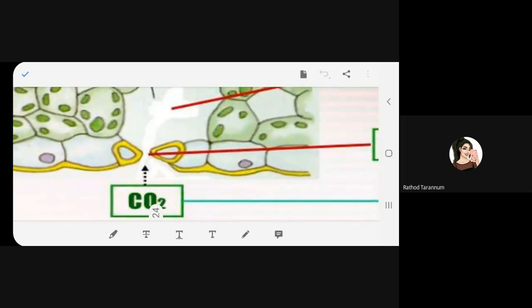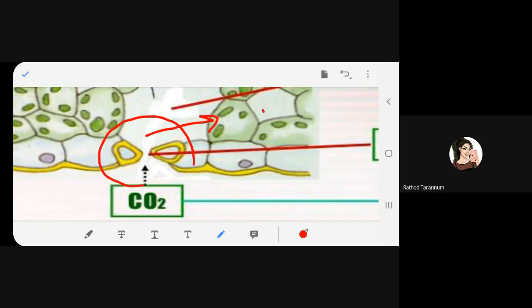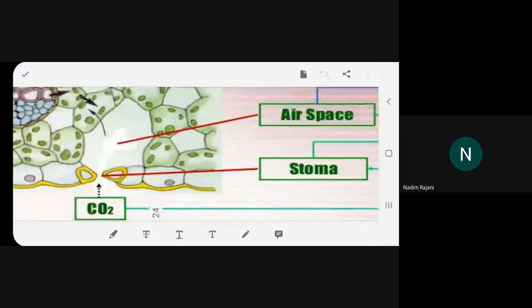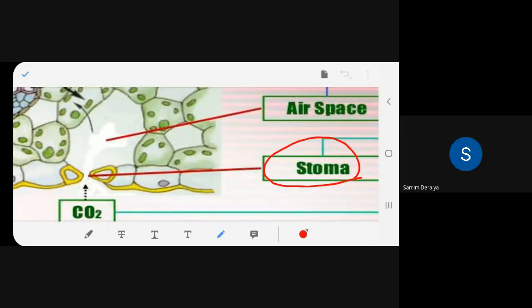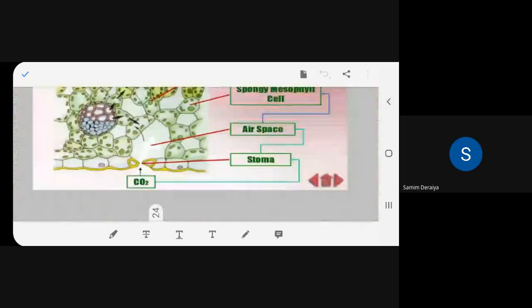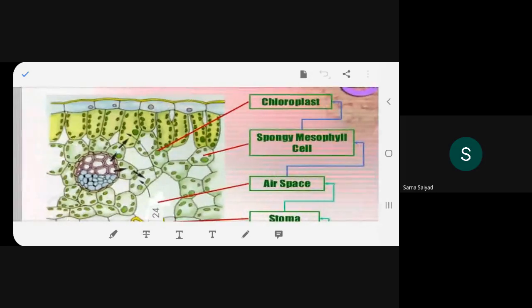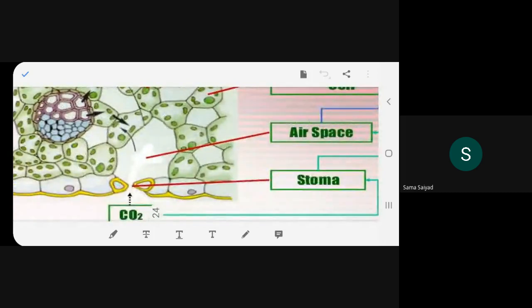So you can see over here carbon dioxide is entering the stomata. This portion is known as stoma. What is it known as, beta? Stoma. Okay. So you can see this stoma. Fine. I hope things are clear to you. Yes, ma'am. So it's a section of the leaf. Through the stomata, the gas, that is the carbon dioxide, is entering inside the leaf. Any problem? No, ma'am.